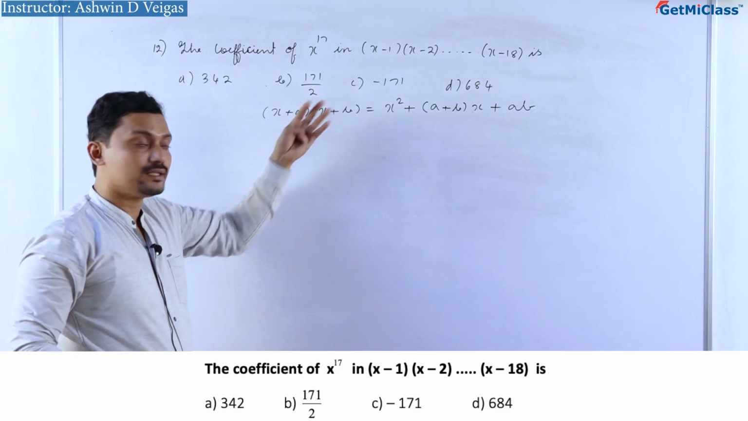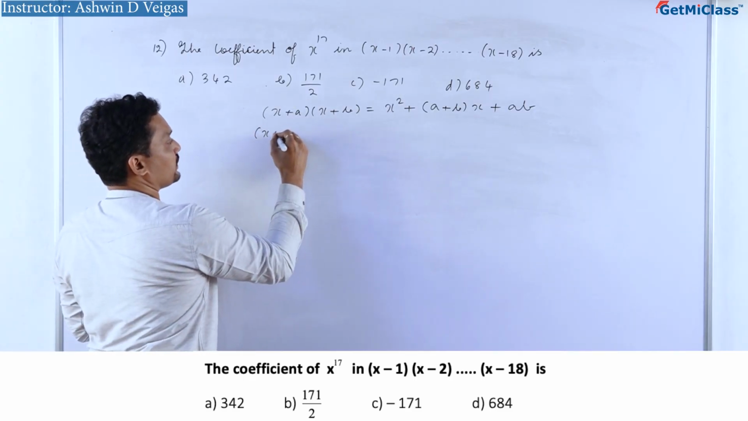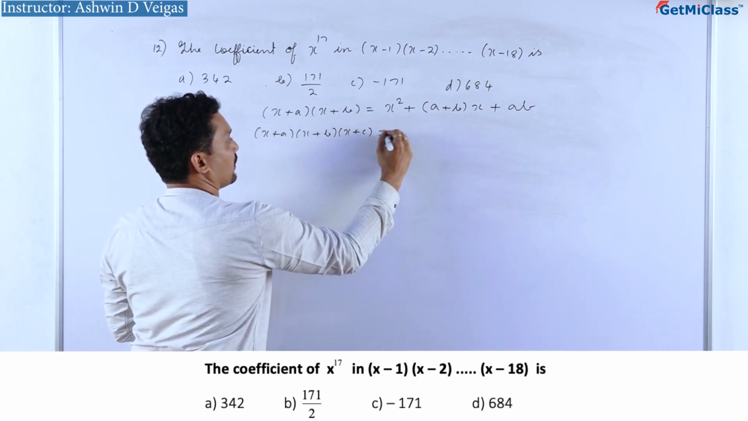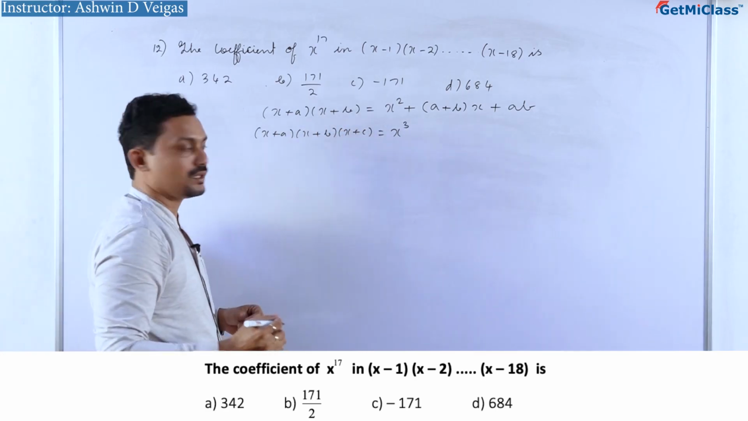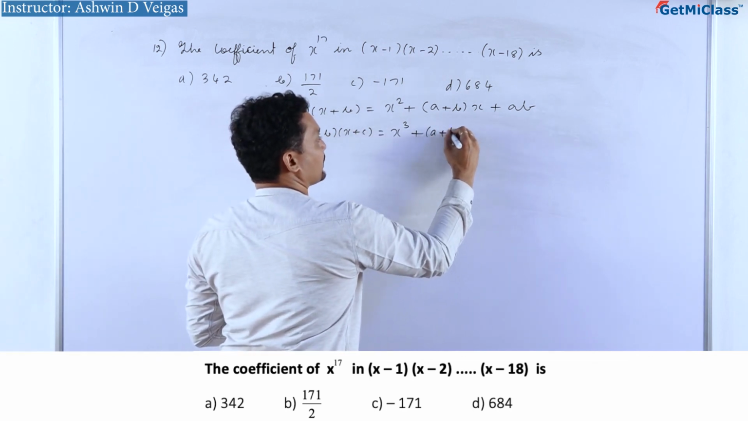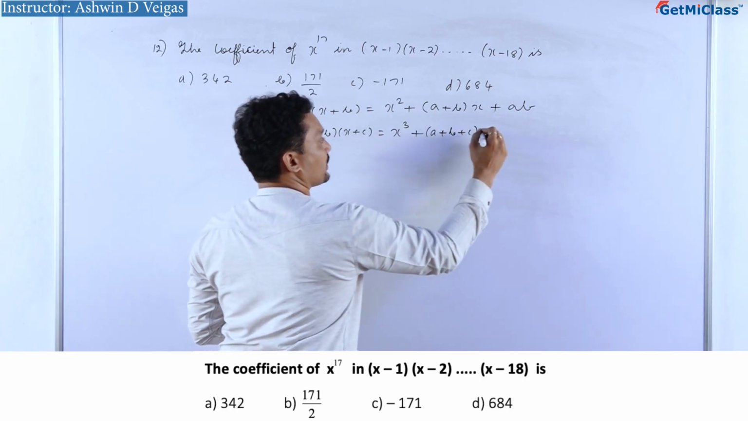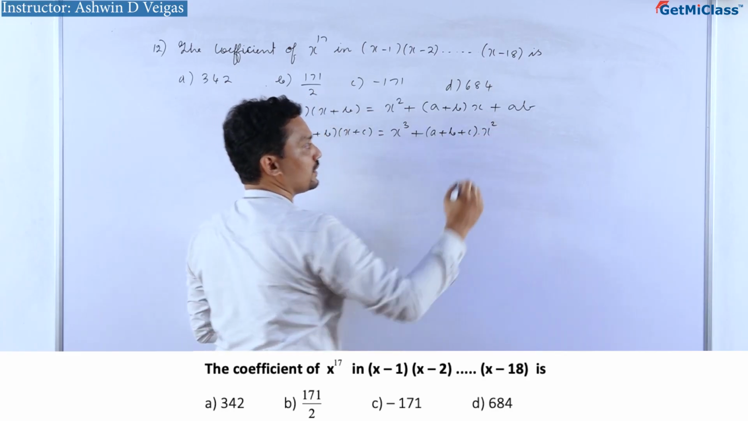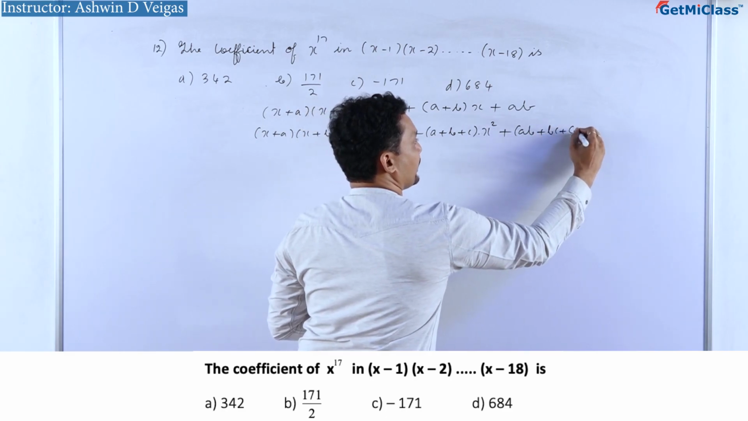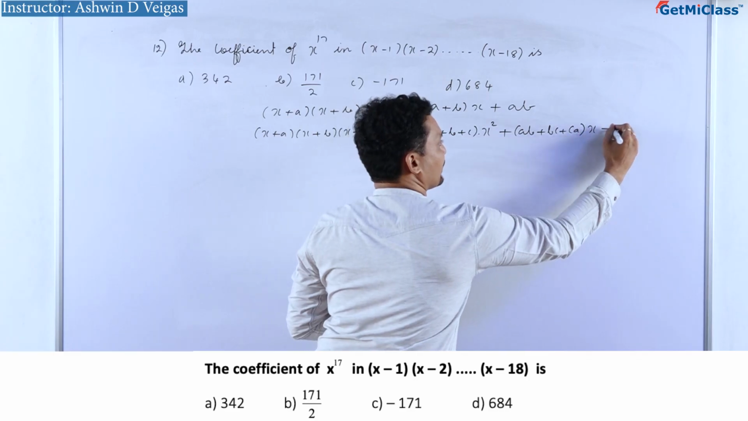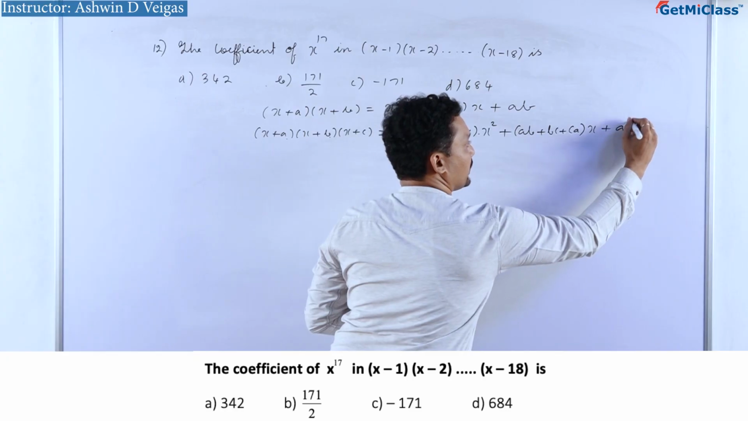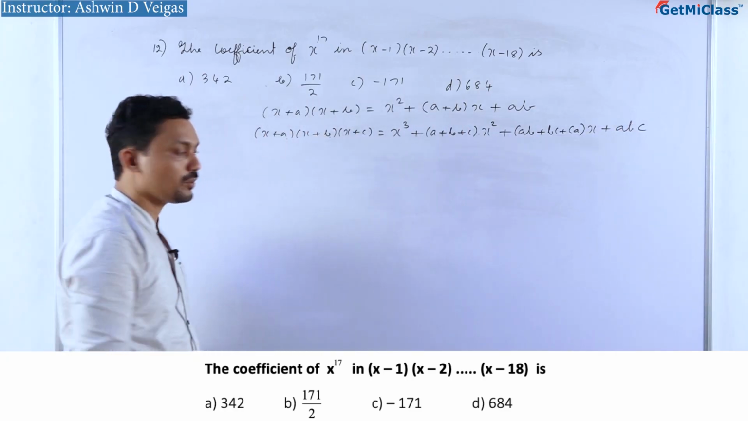Now, suppose you have three terms. Suppose you have x plus a into x plus b into x plus c. Then the first term will be x cube. The second term will be sum of this a plus b plus c into the power of x will decrease, so this will be x square. The next term will be ab plus bc plus ca into x square will become x, plus finally all the three will get multiplied. So, therefore, this is abc. So, this is the actual formula.